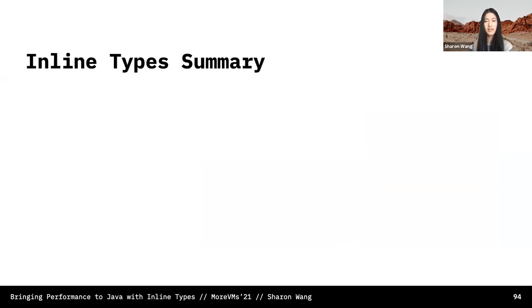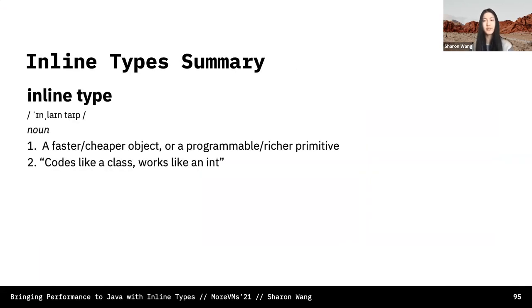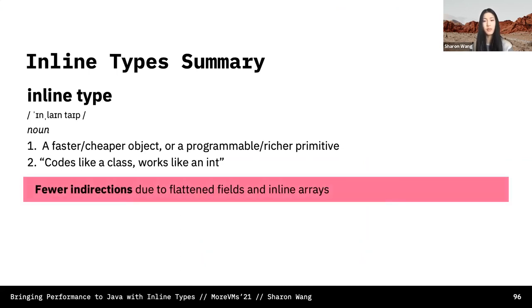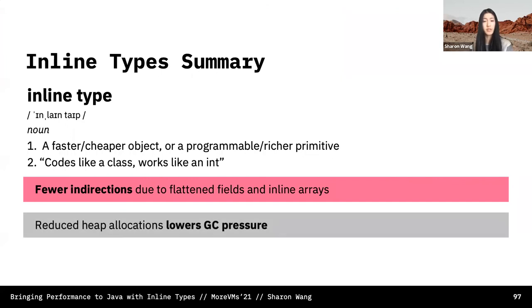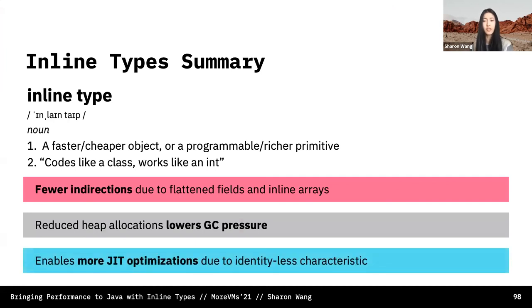So to summarize, once again, inline types are essentially faster, cheaper objects or programmable richer primitives. So you think code like a class, works like an int. They enable fewer indirections because they allow for inline object arrays and flattened fields, and flattening reduces header overhead. Inline types also help us avoid heap allocations, which reduces GC pressure.